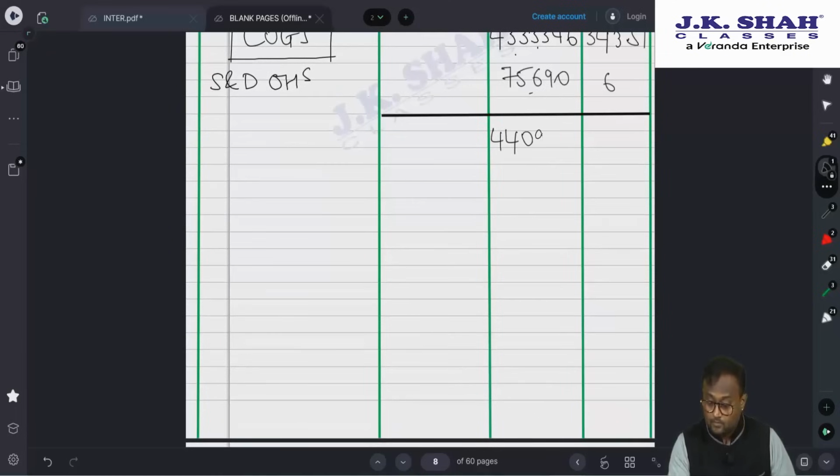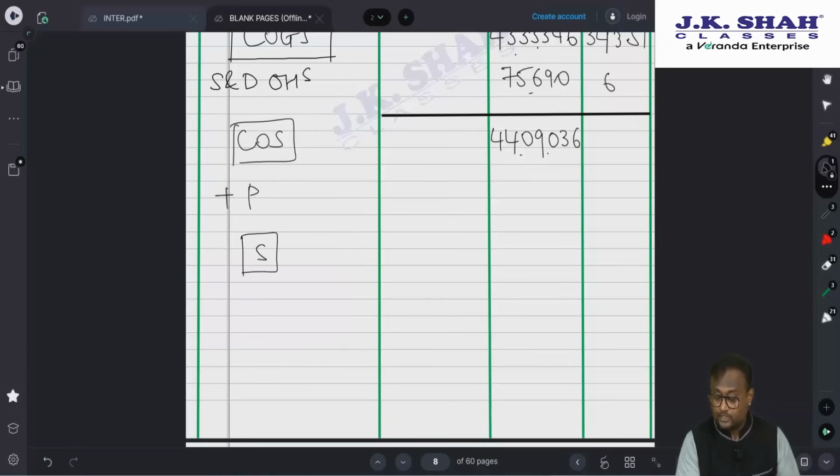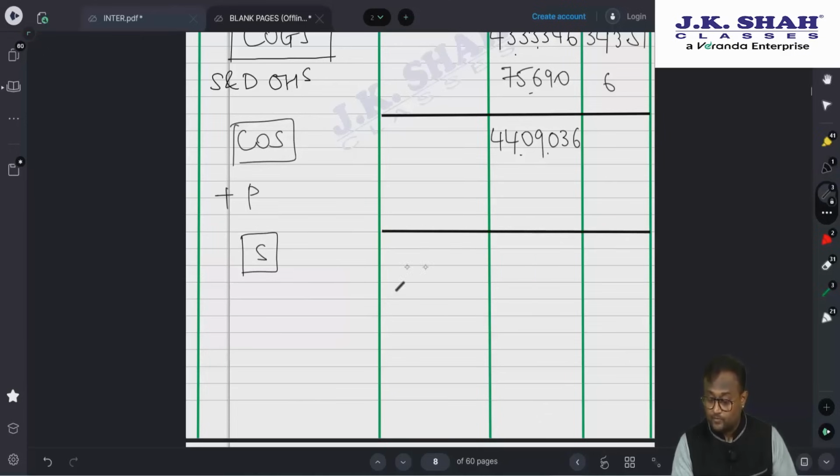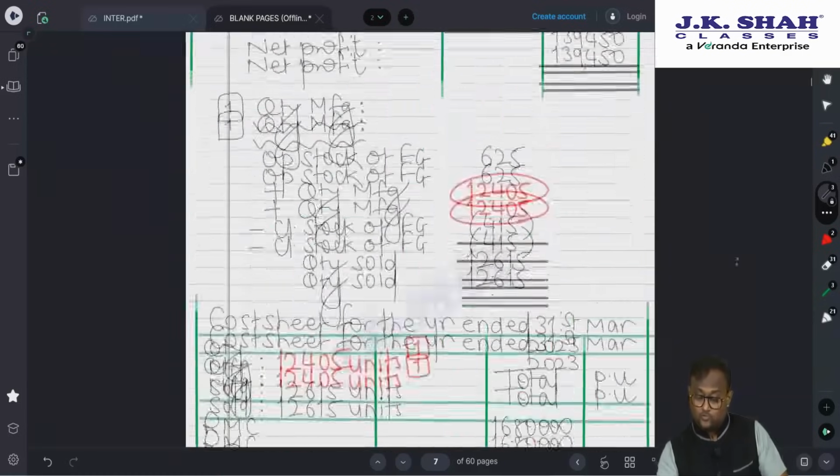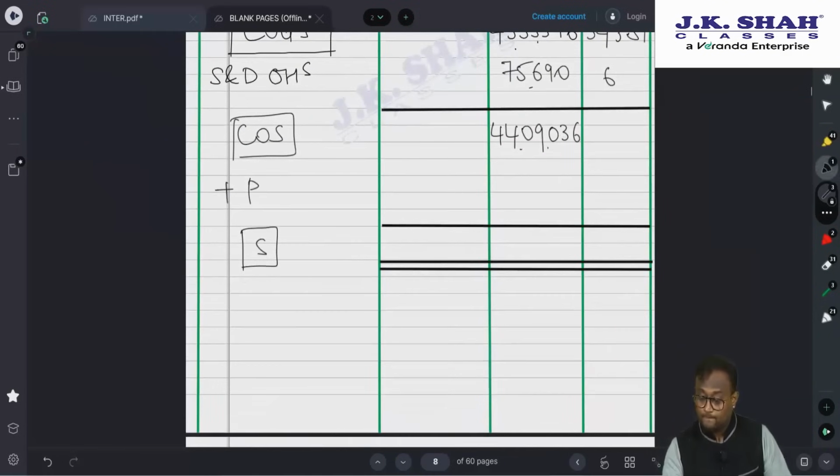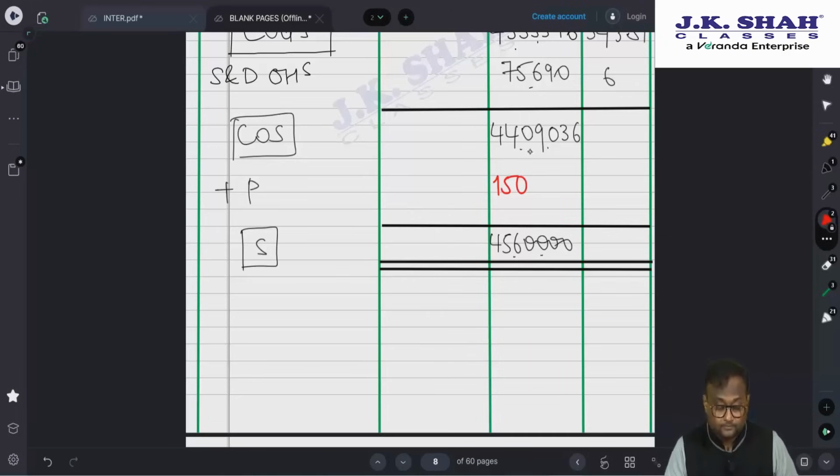44 lakh. 9,036 is cost of sales. Profit and then sales. They have not mentioned that sales is different in both the records, so naturally sales will remain same. How much was your sales value? 45,60,000. 1,50,000. 964 will be the profit.